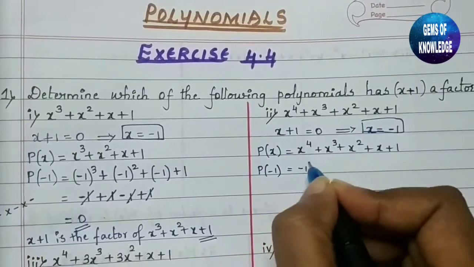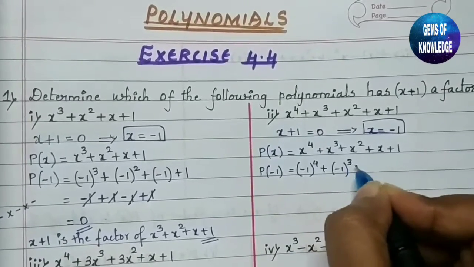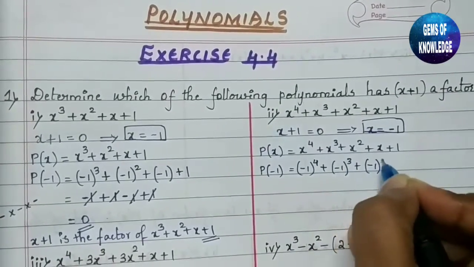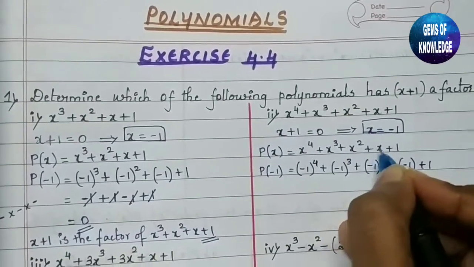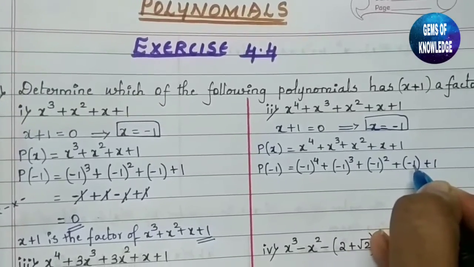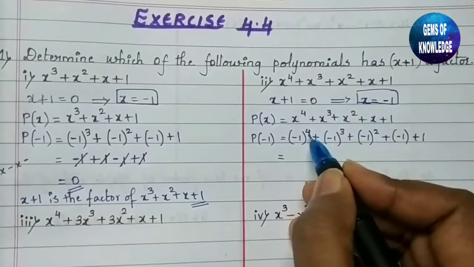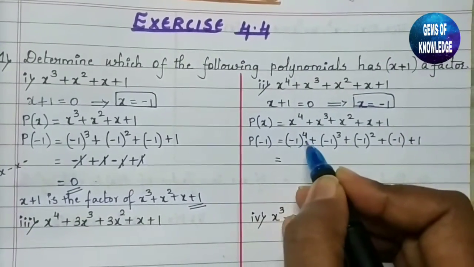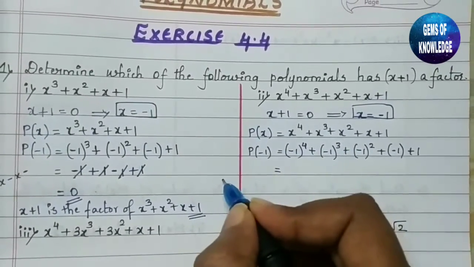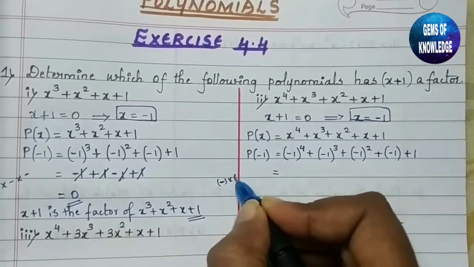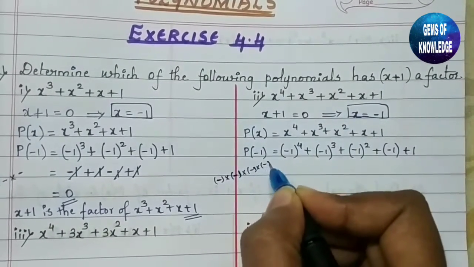So we are getting minus 1 to the power of 4 plus minus 1 to the power of 3 plus minus 1 square plus minus 1 plus 1. So in place of x we have written minus 1. Okay, so next you can see minus 1 to the power of 4 is given. Minus into minus will be plus, again plus into minus will be minus. So don't get confused. Here you can see minus into minus into minus into minus, it is 4 times.